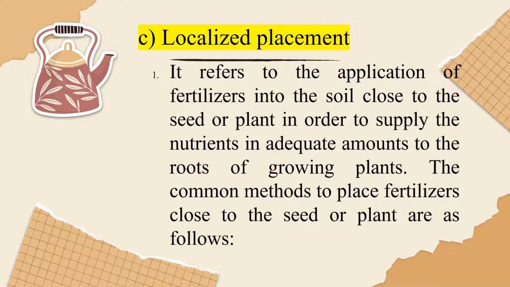Localized placement. It refers to the application of fertilizers into the soil close to the seed or plant in order to supply the nutrients in adequate amounts to the roots of growing plants. The common methods to place fertilizers close to the seed or plant are as follows.